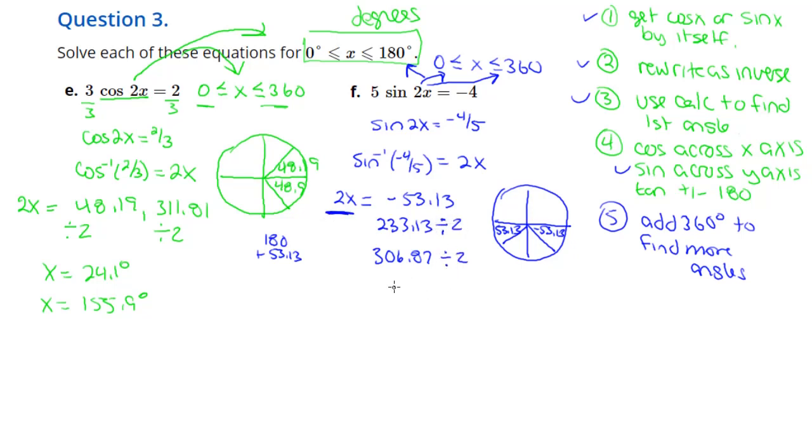So now I get my real answers. X is going to equal 153.4 degrees, and X is going to equal 116.6 degrees. And that's all there is for that one.